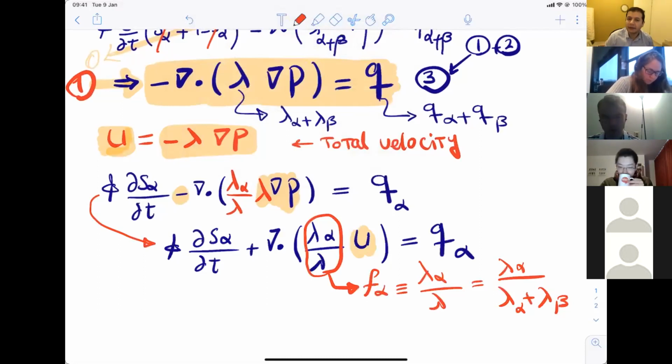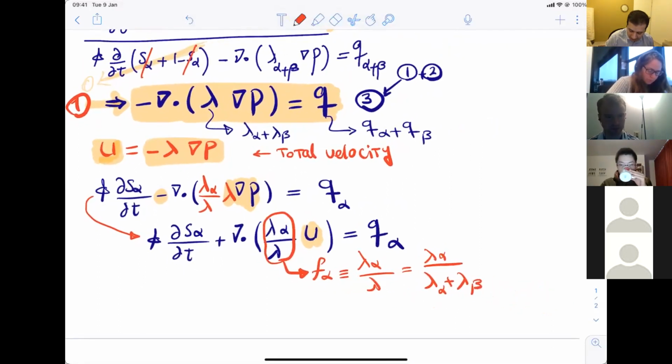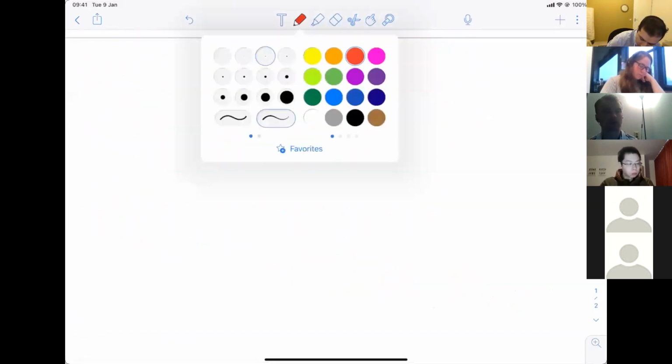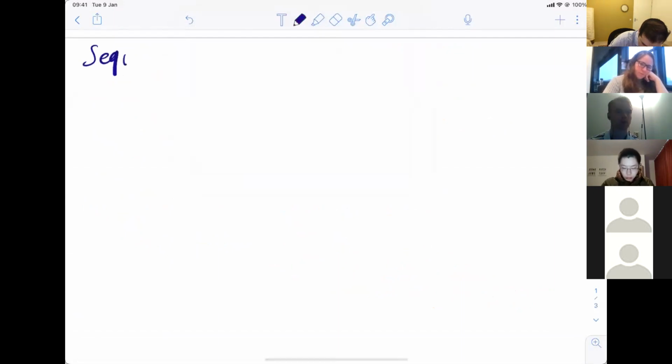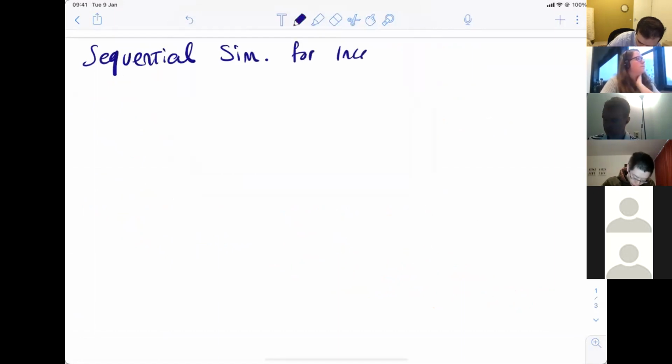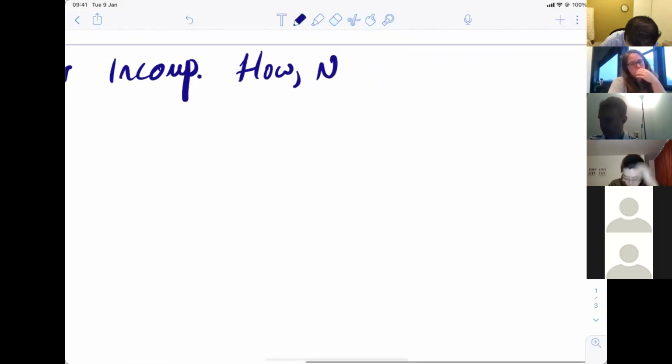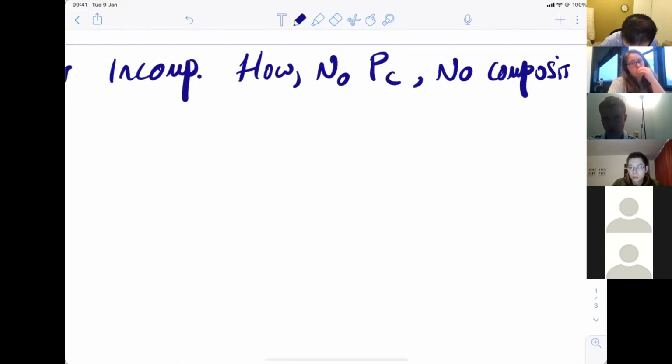So please allow me now to write everything tidily on a new sheet of paper. My sequential strategy is this: sequential simulation for incompressible flow, no capillary, no compositional effect.